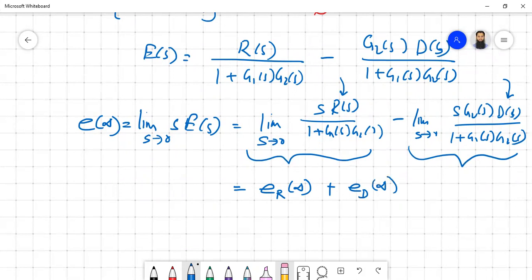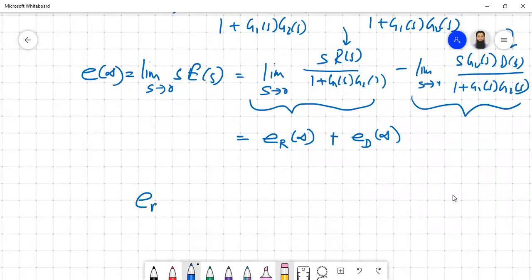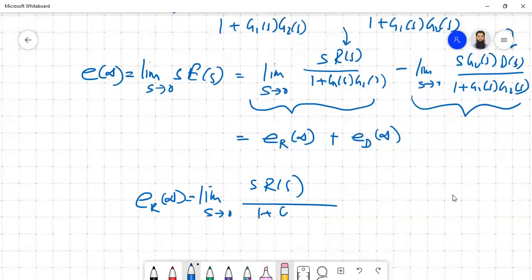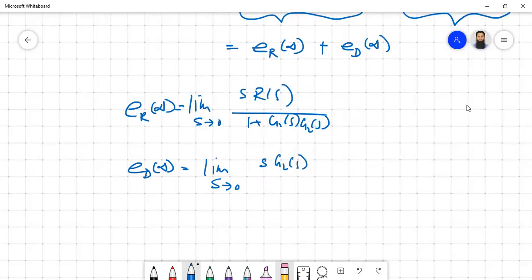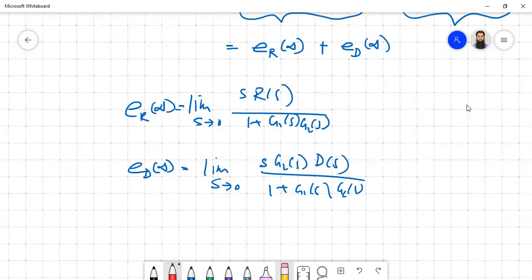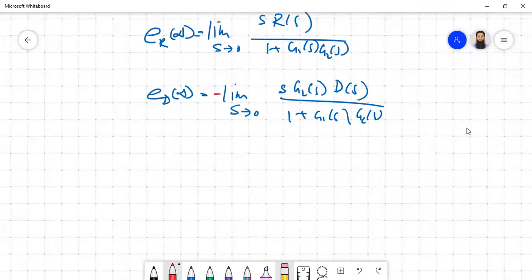Okay, so what you can find here is e_R(infinity) is basically limit s tends to 0 of s R(s) by 1 plus G1(s)G2(s). So if noise was not present, then G1 and G2 can be multiplied together, which is the same as before. But the new thing, the contribution of the noise or the disturbance, is e_D(infinity), that is limit s tends to 0 of s G2(s)D(s) by 1 plus G1(s)G2(s). Okay, so one thing we have missed, what is that? The negative sign. So always be careful. We are engineers, so a sign is very, very important. It can reverse the whole scenario.